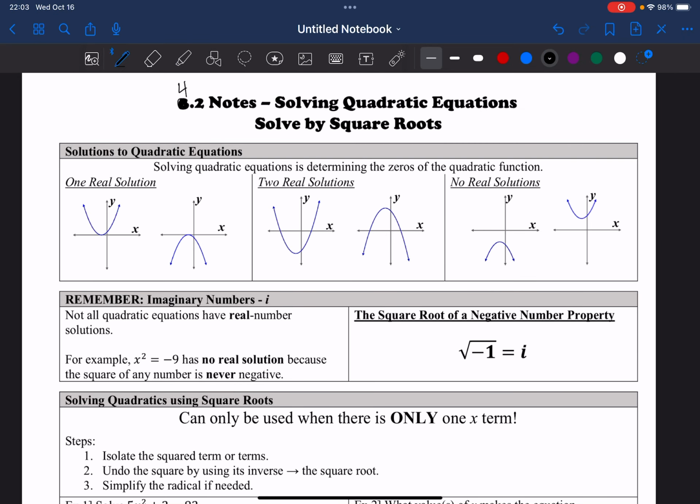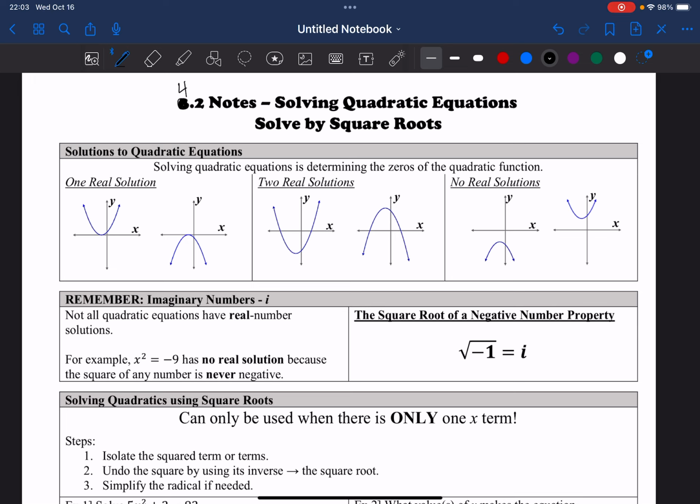This is solving quadratic equations, solving by square roots notes. So when we're solving quadratic equations, there can be several different types of solutions. We can have one real solution. That's where the parabola will cross the x-axis at one point. We can have two real solutions, and that's where the parabola crosses the x-axis at 2 points. And we can have no real solutions where the parabola doesn't cross the x-axis at all.